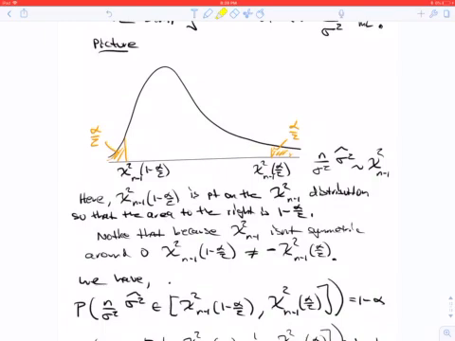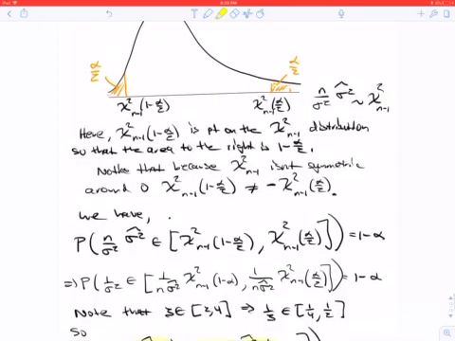Just pointing out that this chi-square distribution isn't symmetric around 0. So when I write chi-squared n minus 1, 1 minus alpha over 2, this is the point in the distribution such that the area to the right is 1 minus alpha over 2. I can't just write that as minus chi-squared alpha over 2 because it's not symmetric around 0.